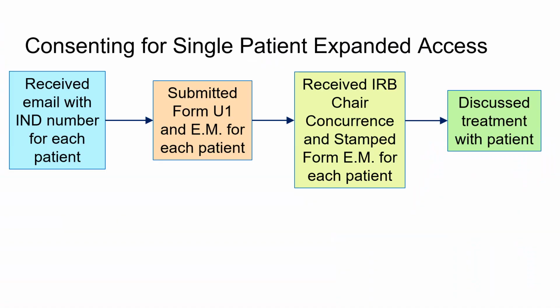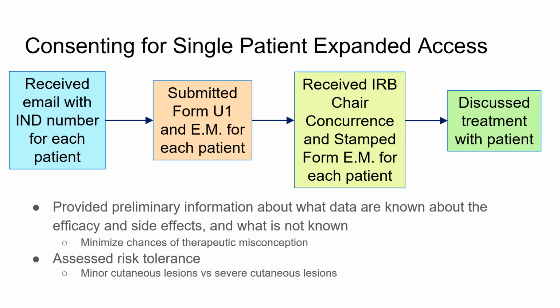Each patient requires a separate IND from the FDA. So once I received an email with the IND number for the patient, I submitted Form U1 and EM for that specific patient. I waited to receive IRB chair concurrence and a stamped Form EM for the patient I was consenting. And then I would resume the discussion with the patient with the same information that I had previously discussed, including preliminary information, assessing risk tolerance, and using a translator when needed. Then the patient would sign the consent.